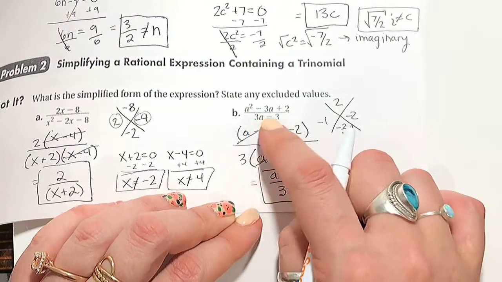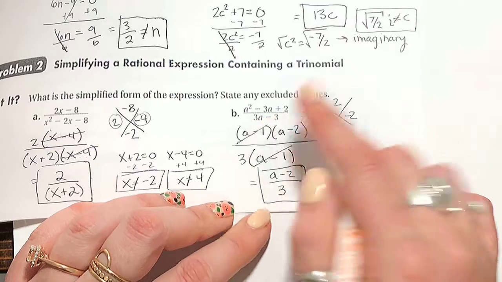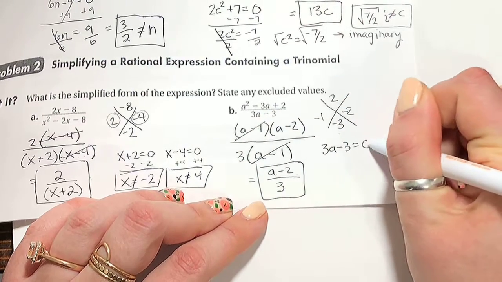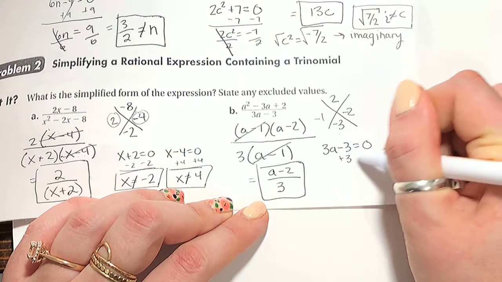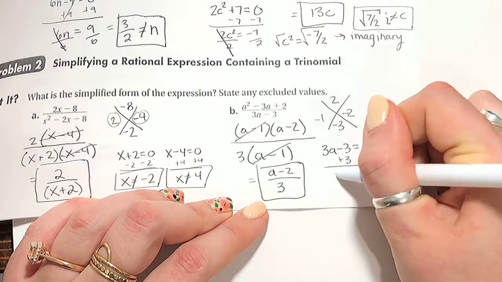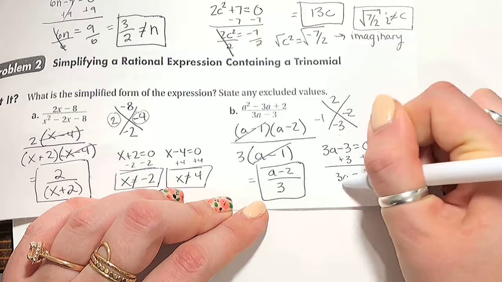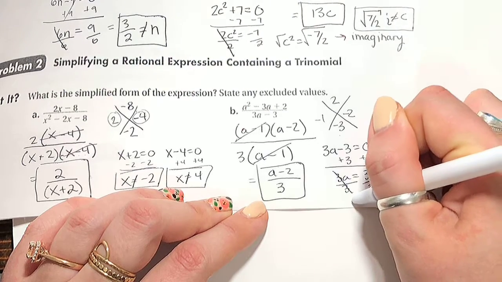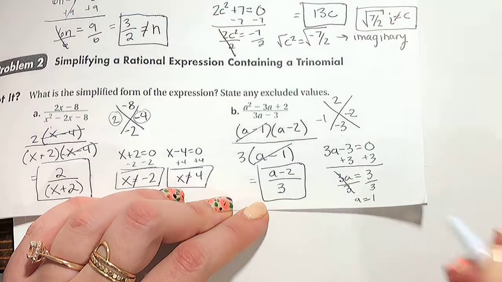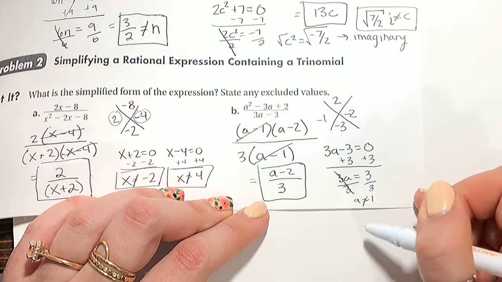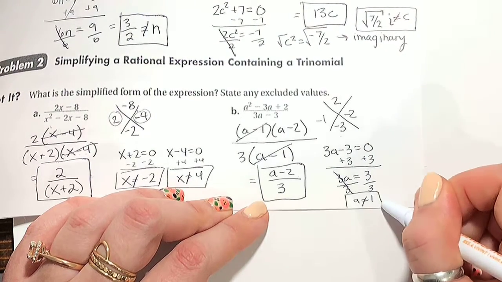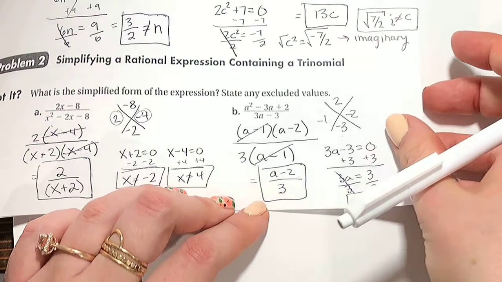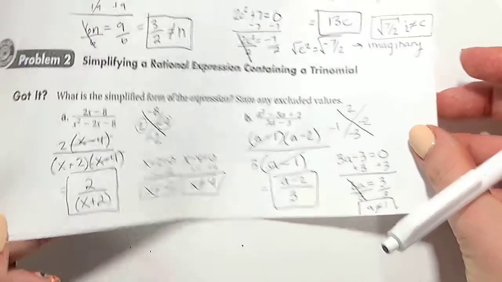And then again, to get your excluded values, you're just going to go off of the denominator. So take that 3a minus 3 from the original denominator and set it equal to 0. First, add the 3 over to solve, so that you get 3a equals 3. And then divide by 3, and 3 divided by 3 is 1. So a, again, cannot equal 1. If it did equal 1, we would divide by 0, which is no bueno. So a cannot equal 1. That would be your excluded value.